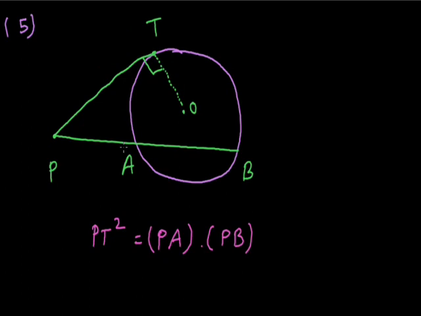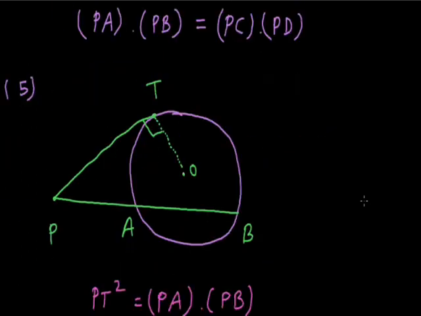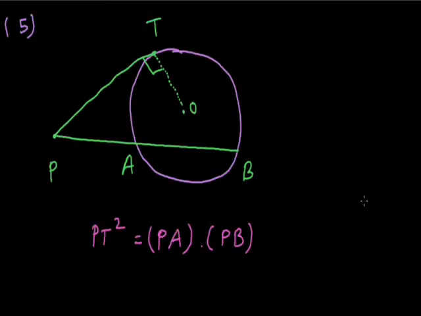So these are the two properties that you can use over here. Now let us discuss a question based on these two properties. The first property, PA into PB equals to PC into PD, and the second one, PT square equals to PA into PB. The question which we are going to discuss has appeared in IJSO 2010.